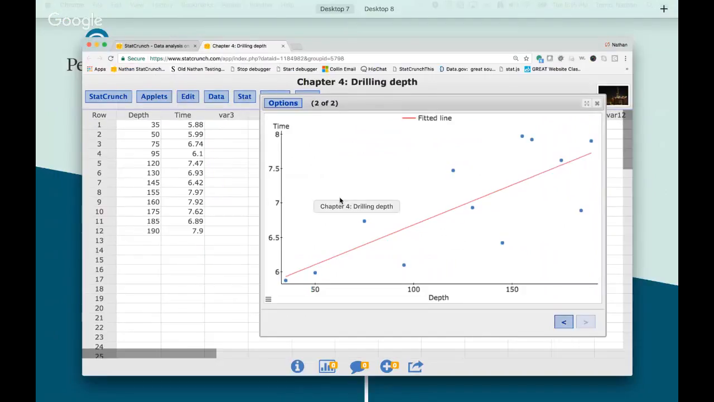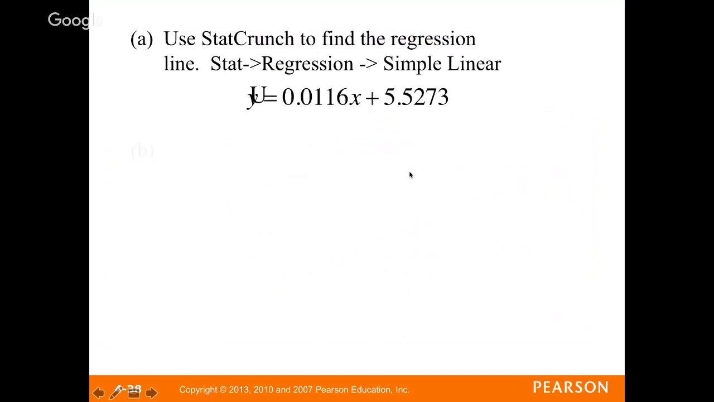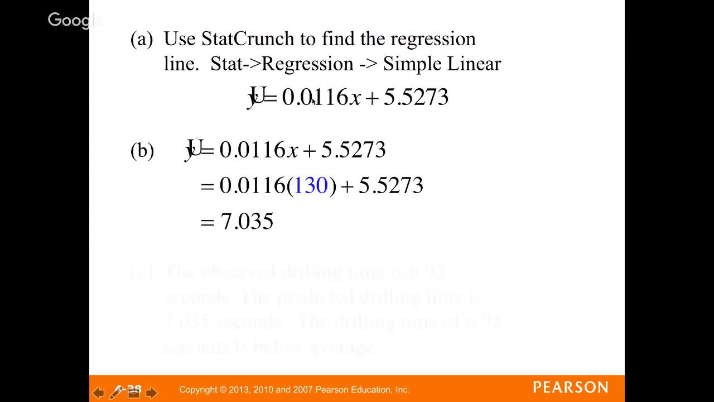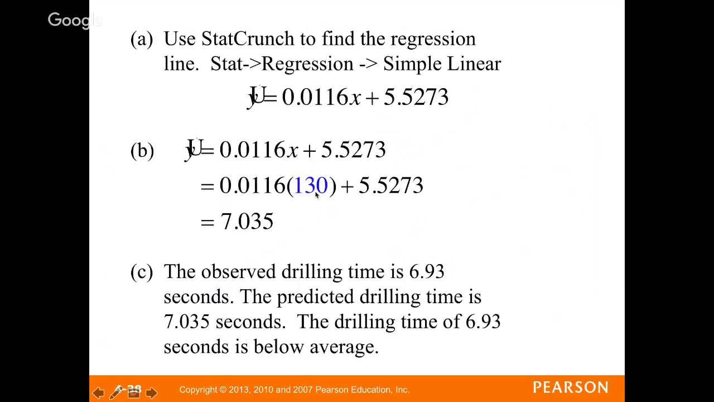So going back to the PowerPoint. You're able to get this equation from StackWrench. Part B was asking, let's find the prediction at 130. So at 130, let's find what we would predict the time it would take to drill an additional 5 feet. This is something I would require you to do by hand. So B is something I could definitely ask you to do by hand. Simply plug in the value for X and you can solve for the value for Y.